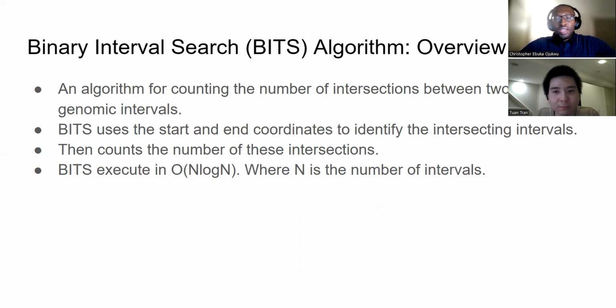The binary interval search algorithm uses the start and end coordinates the way genomic data works, but this is used in a very different way, which we're also going to explain as we go forward. And then we're now able to count the number of intersections. This executes in O of n log n, where n is the number of intervals. So we'll also analyze the complexity further as we move on.